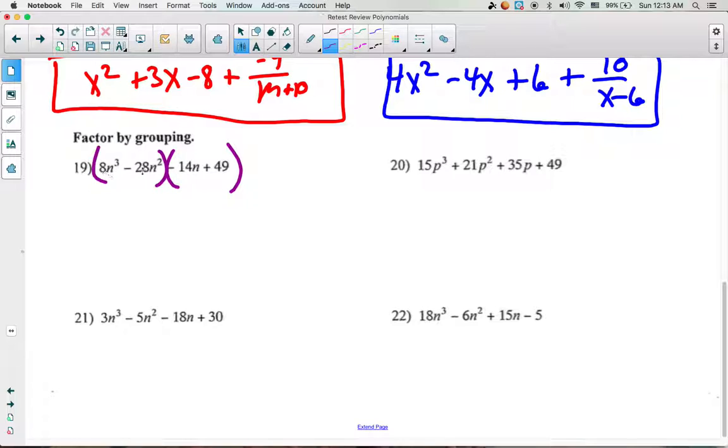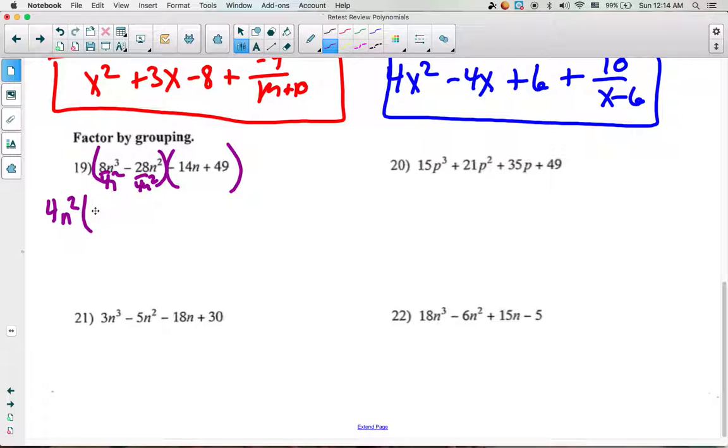So I've got an 8 and a 28, and I'm trying to think of what's the largest number that will divide into 8 and into 28, and I believe the number would be 4. So I'm going to write down my 4, and then there's 3 n's and 2 n's, so you can at least take out 2 n's from each group. So I'm going to have 4n squared. Write down the GCF, then put a parenthesis, and you're going to go up here and divide each term by 4n squared.